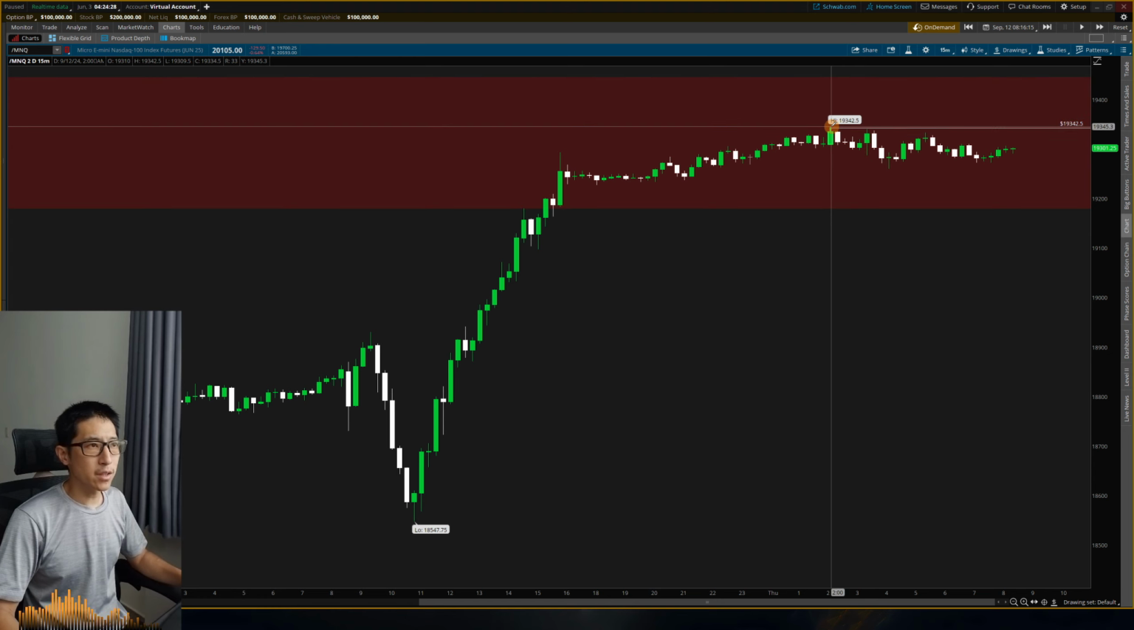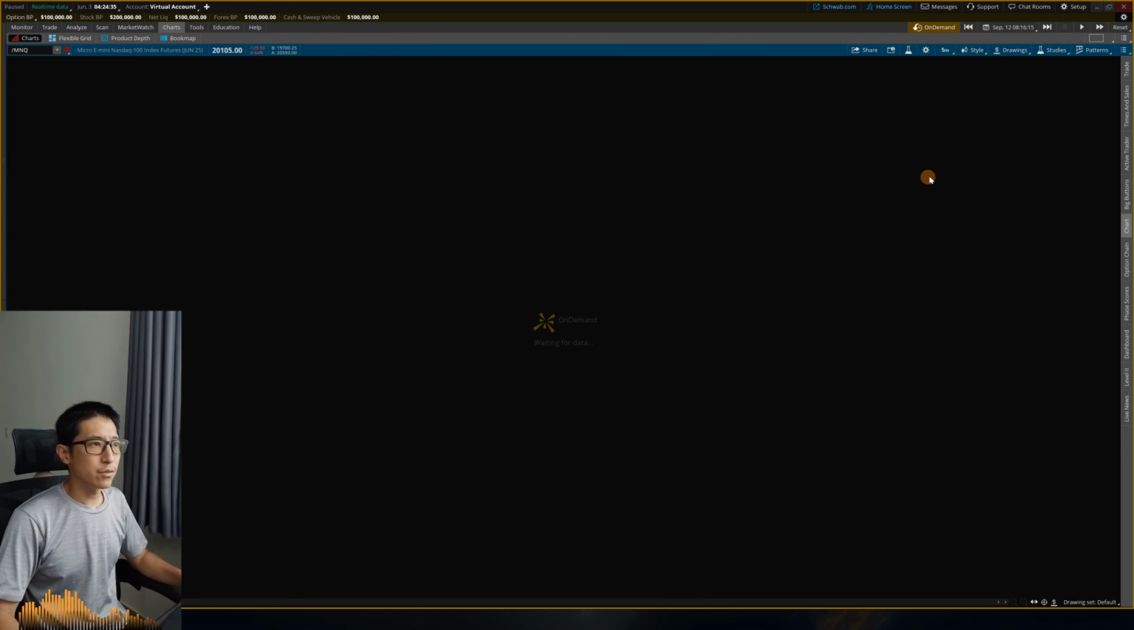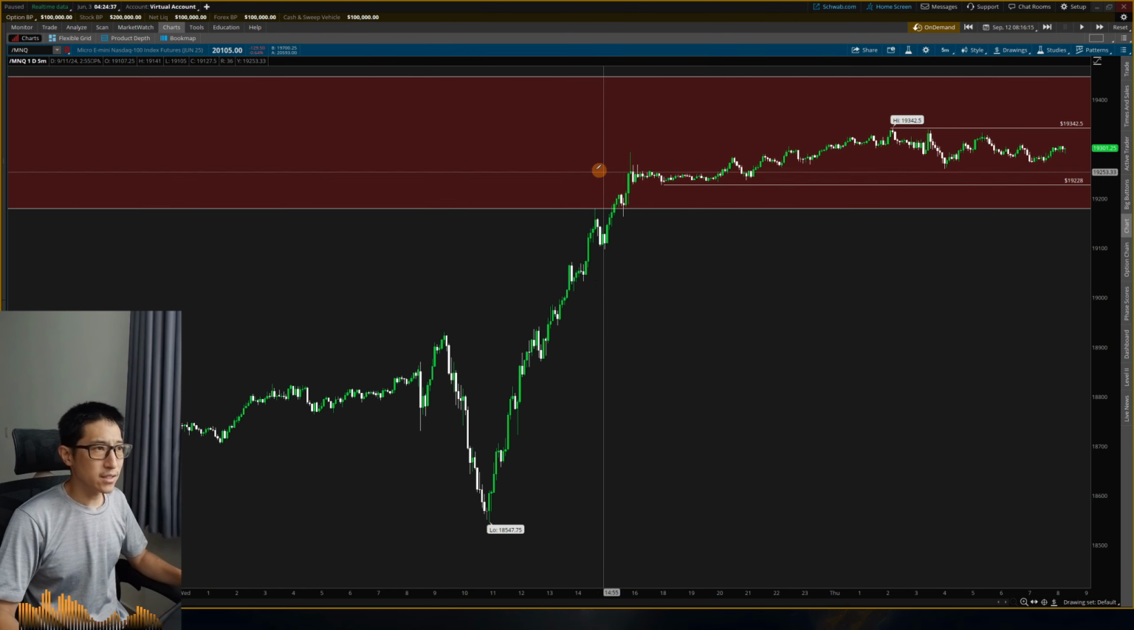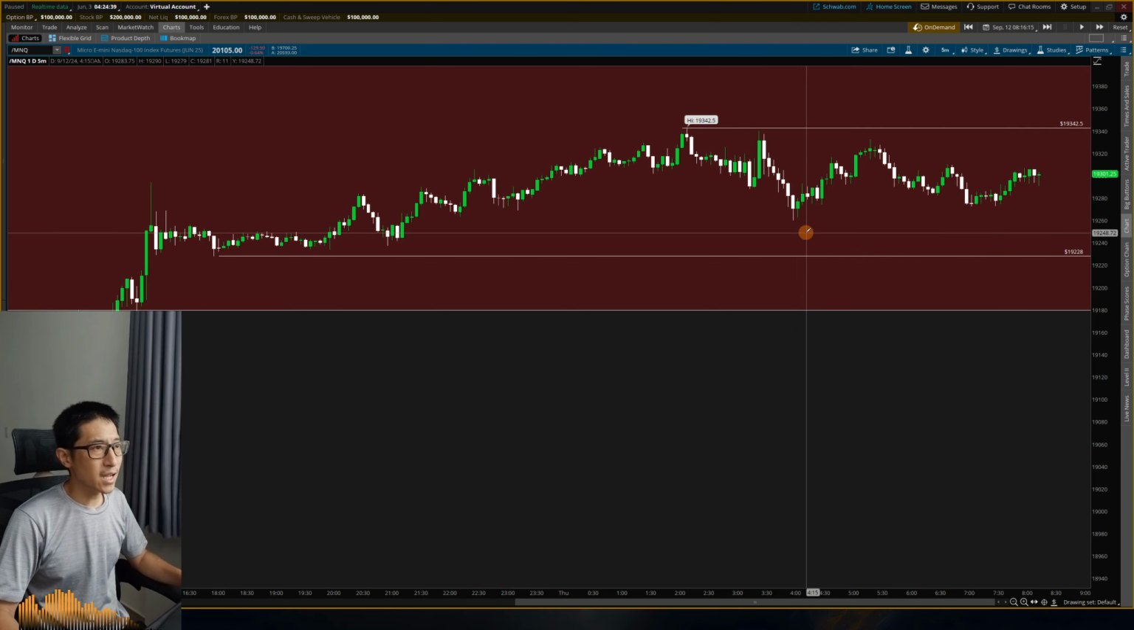Just gonna go ahead and mark in the buy side liquidity and the sell side liquidity. I'm gonna just say down there. Go into the 5-minute. Is there anything I can see on the 5 minutes? Not particularly. Maybe here. Very, very tight range.